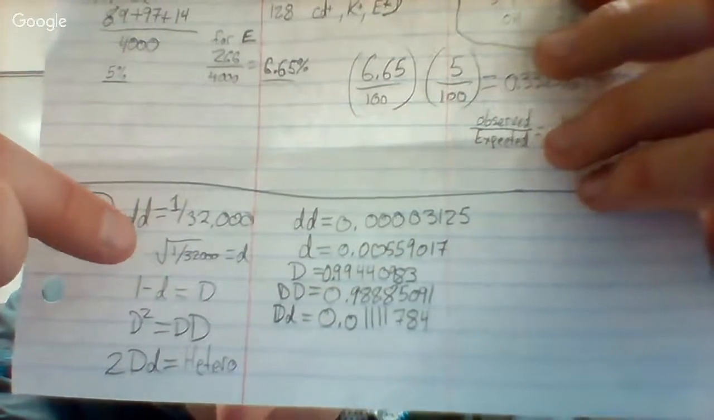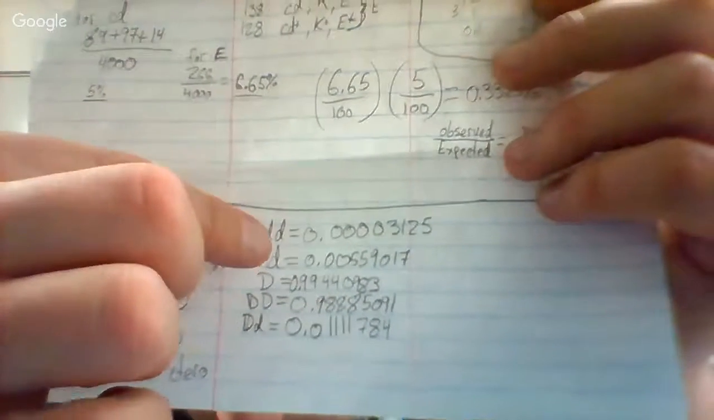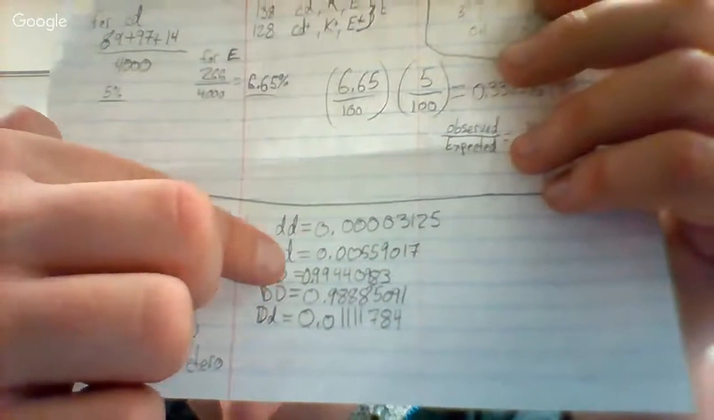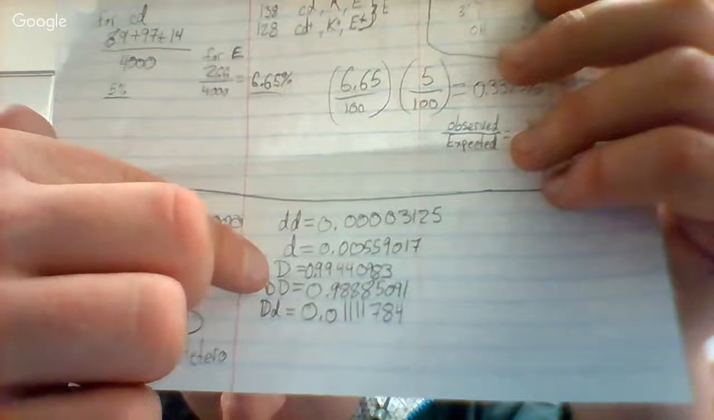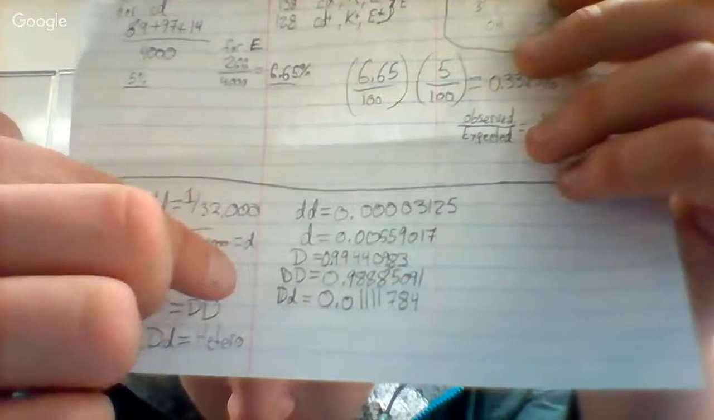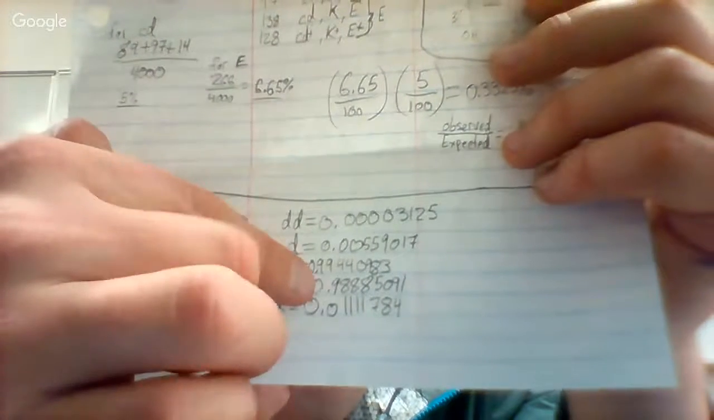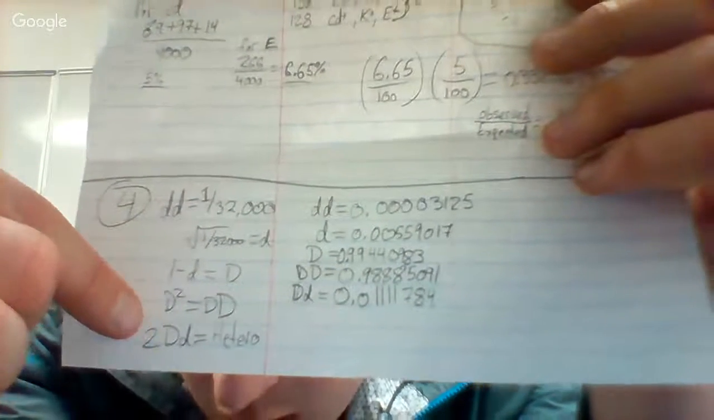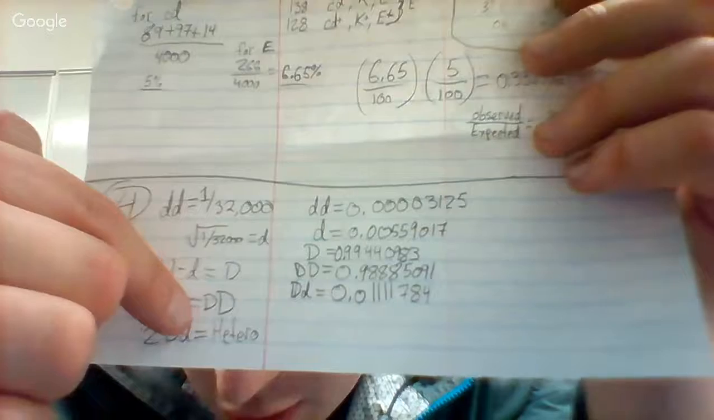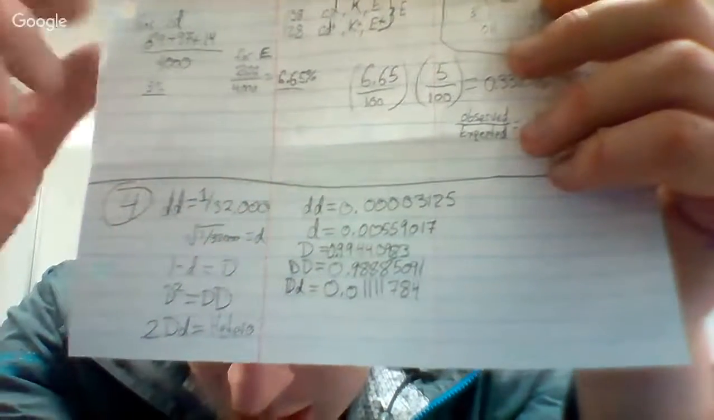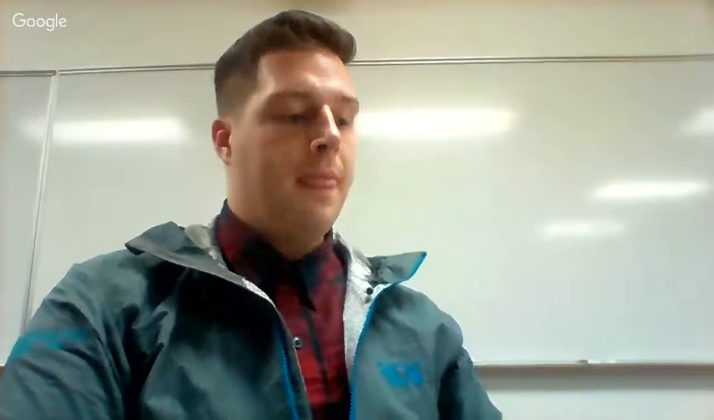You take the square root of that. You find out what little d is. 1 minus little d, you get big D, which is that number there. Square that number, you get DD, and then this number there. And then 2 big D, little d is the heterozygous, which you get there. And so that's how I got the answers to that, and how I got the answers to everything in total.